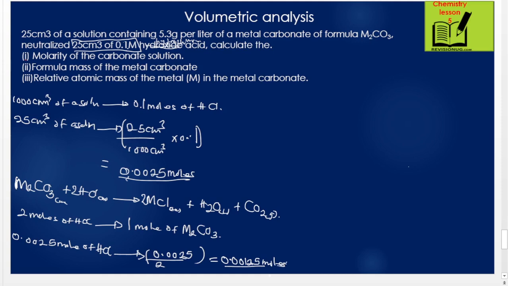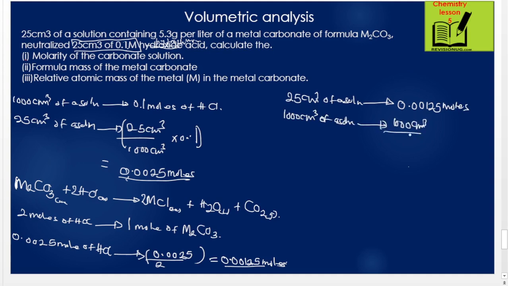And these moles now, they are the moles of our metal carbonate, but the question requires us to get the molarity. So these moles of the metal carbonate are in the 25 cubic centimeters. So the 25 cubic centimeters of a solution containing the metal carbonate produces 0.00125 moles. Then how about the molarity? That is, 1,000 cubic centimeters of a solution will contain 1,000 over 25 times 0.00125 there.